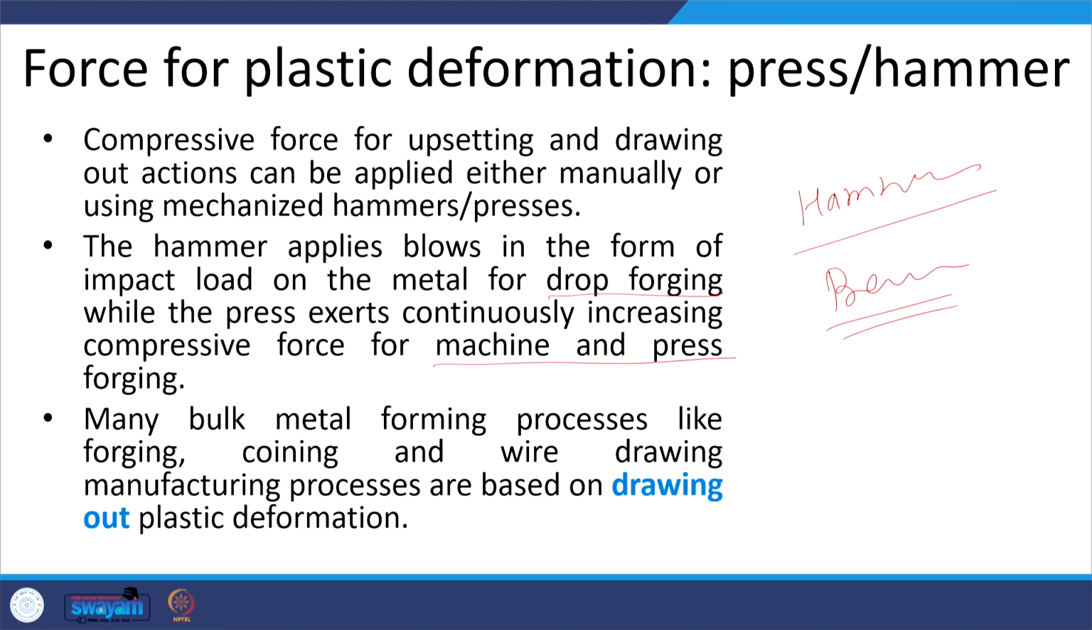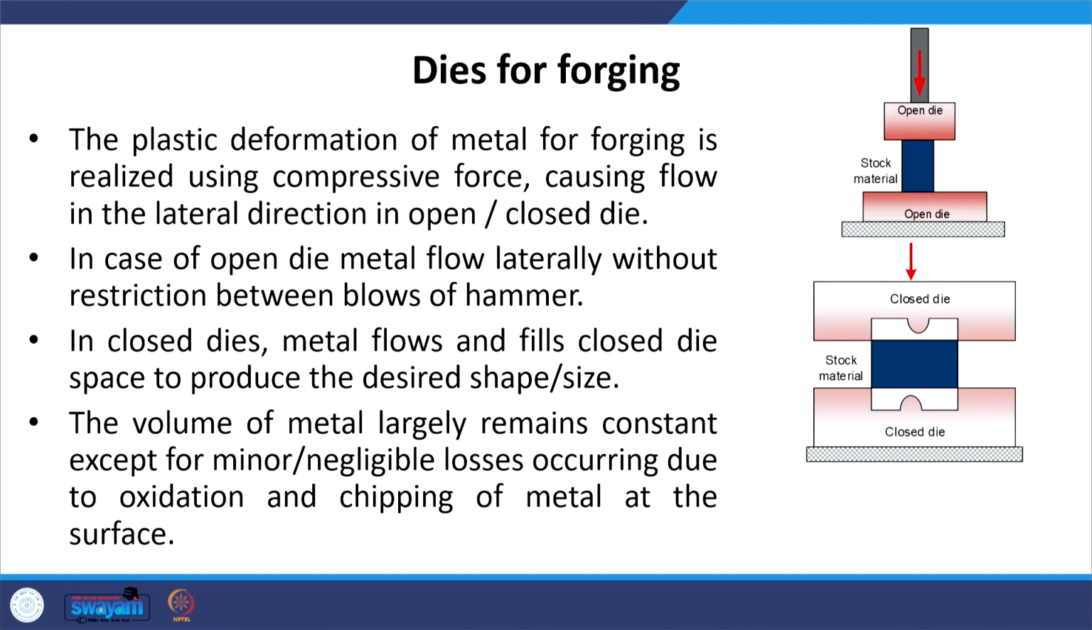So, the difference is, in case of the hammer, blows or impact load are used, while in case of the press, continuously increasing load is used, so that material is squeezed in the space between the dies to impart the desired shape of the die. And many bulk metal forming processes like forging, coining, and wire drawing are based on the drawing out operation, where the reduction in cross section and the increase in length take place.